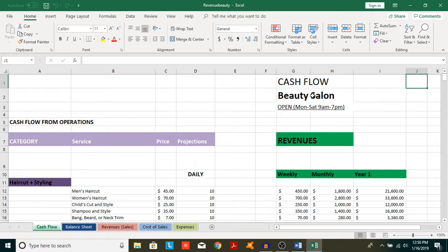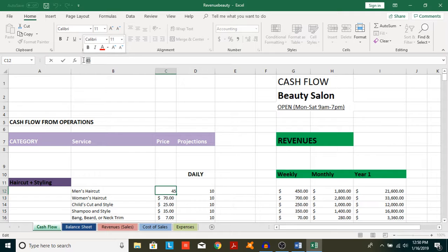For example, the beauty salon business startup kit has a category of haircut and styling. The service is men's haircut. The price, for example, is $45. To edit that to your regional price, you just need to put in the number to change that, press enter, and the number will automatically change for weekly, monthly, and yearly.